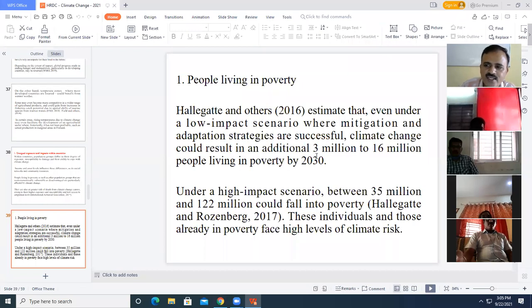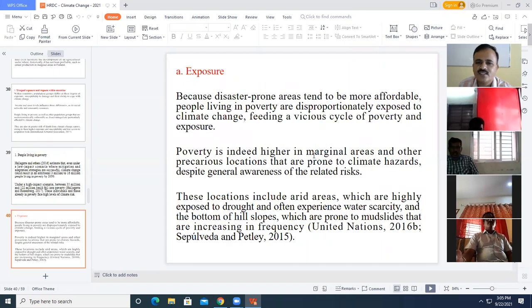So if we want to study the effect of climate change on the poor people, we have to look into these three important determinants, as we have seen across the countries or within the countries. The same also holds good for the poor people. As I just told you, the first is exposure. Because disaster-prone areas tend to be more affordable, people living in poverty are disproportionately exposed to climate change, feeding a cycle of poverty and exposure. That becomes a vicious cycle of poverty.